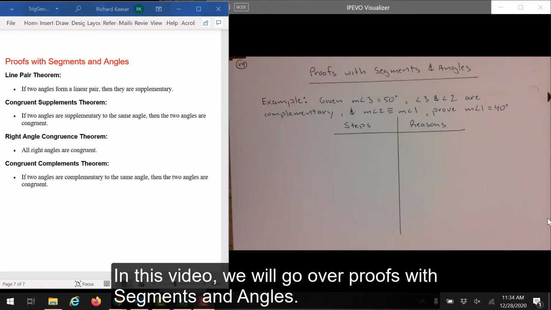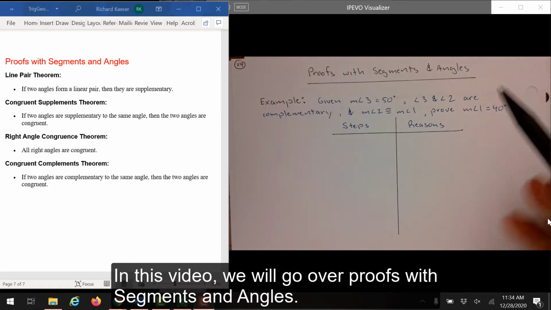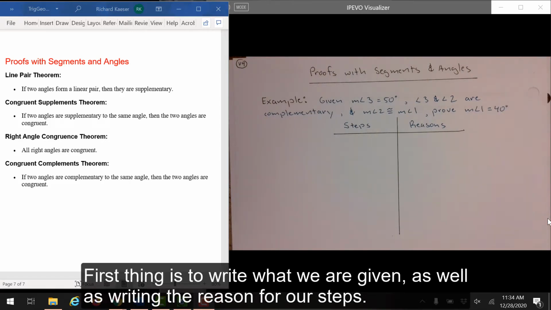In this video, we will go over proofs with segments and angles. First thing is to write what we are given, as well as writing the reason for our steps.